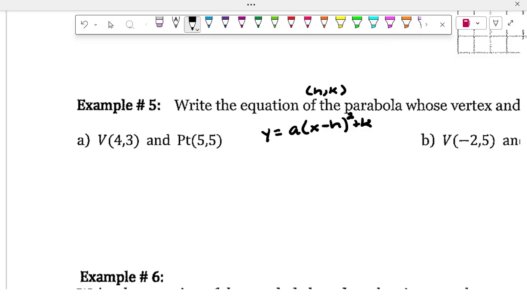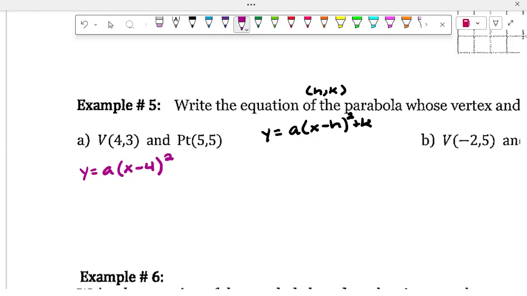All right. So our vertex is (4, 3). So we're going to start out with y equals a, because we don't know what our a value is yet, times (x. What's my h value going to be? 4. So would I put minus 4 or plus 4? Minus 4, squared. Because remember, with the h value, you end up having to flip the sign because the minus is in the formula.